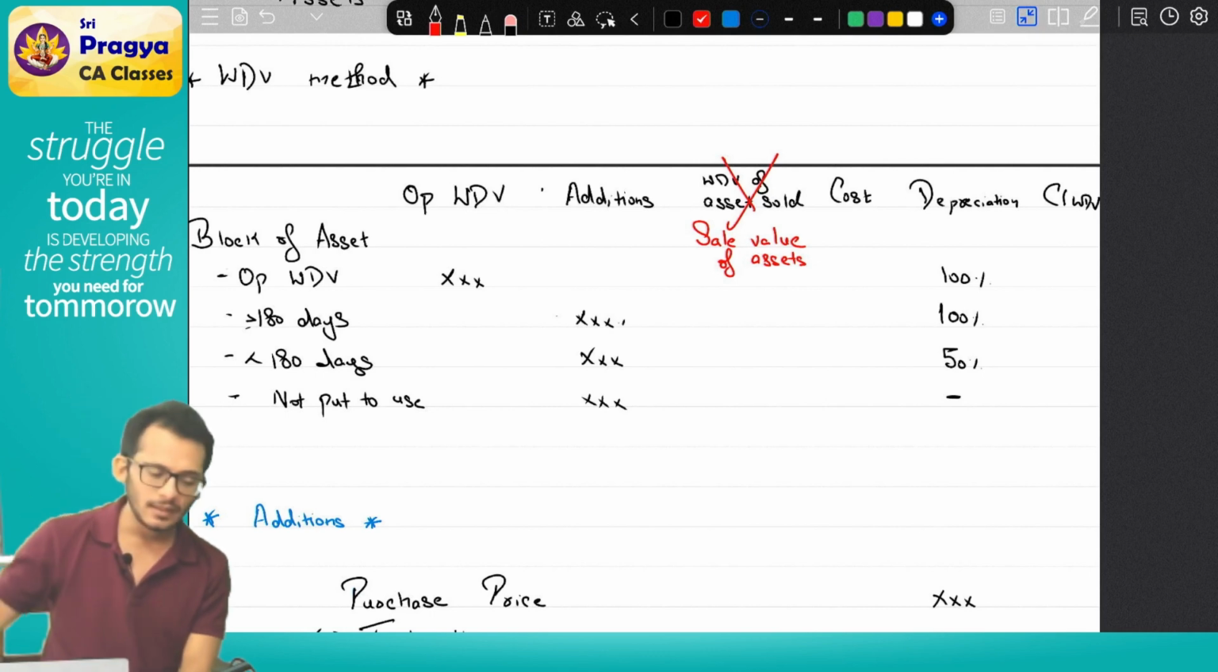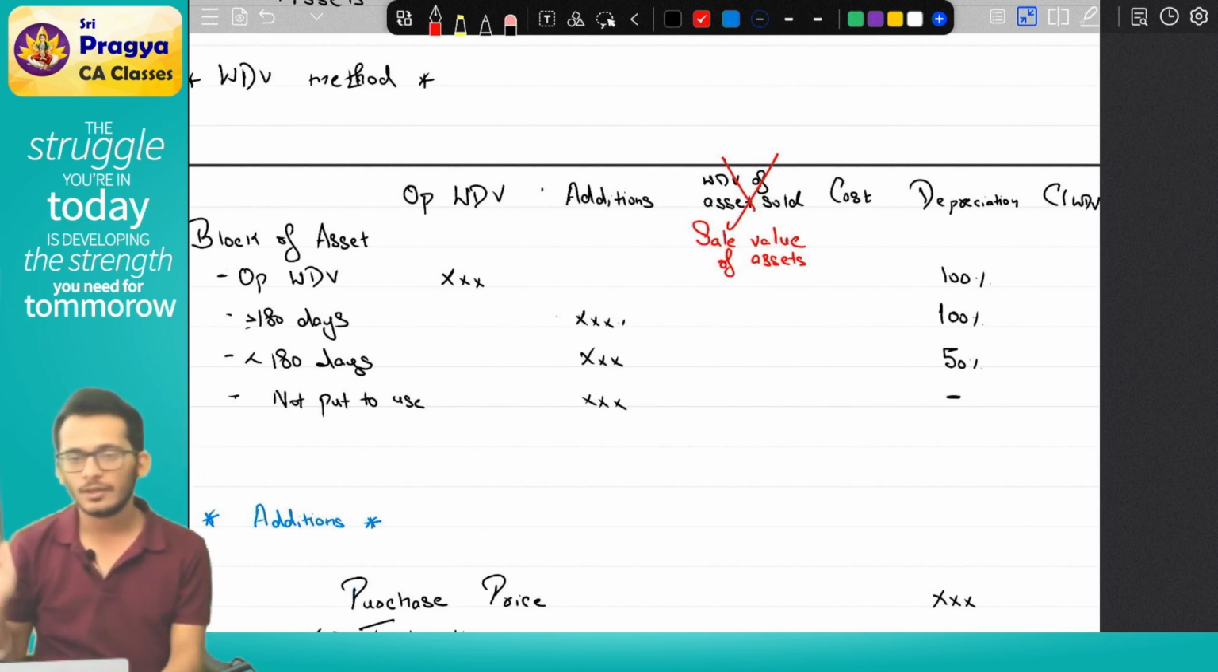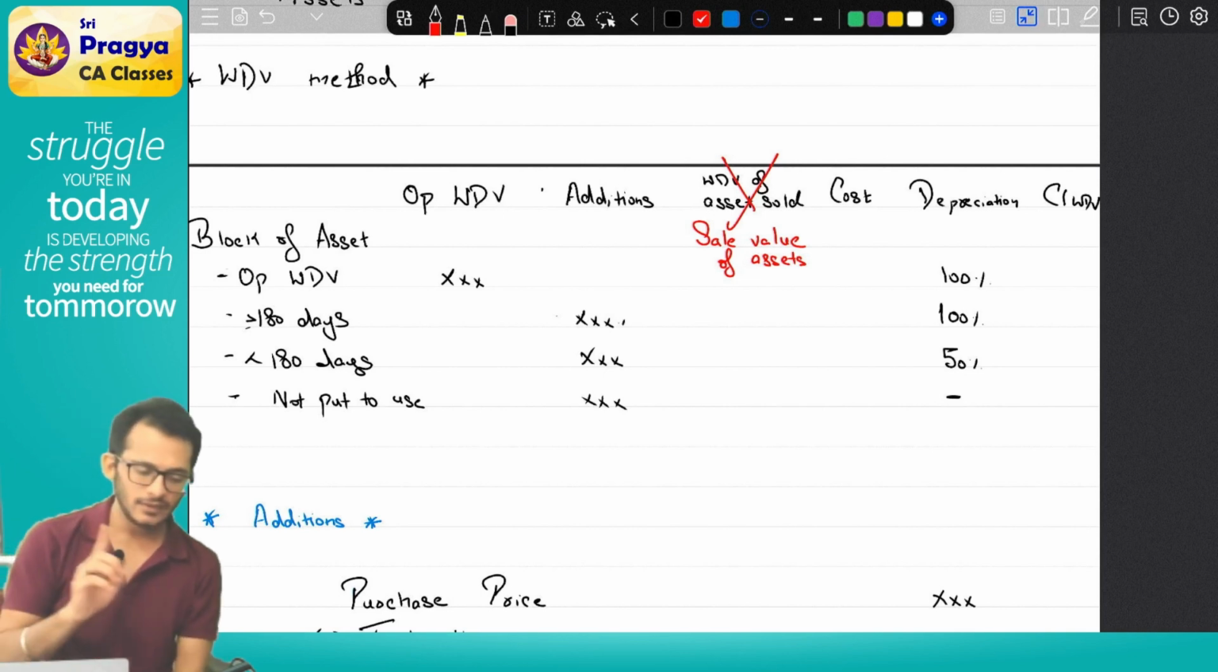This is what the format is. What is the format in income tax? Opening WDV, make additions, less sale value of the asset. You will arrive at the cost. On that you will do depreciation. You will arrive at the closing WDV. Clear? Yes. We are done with the formats.